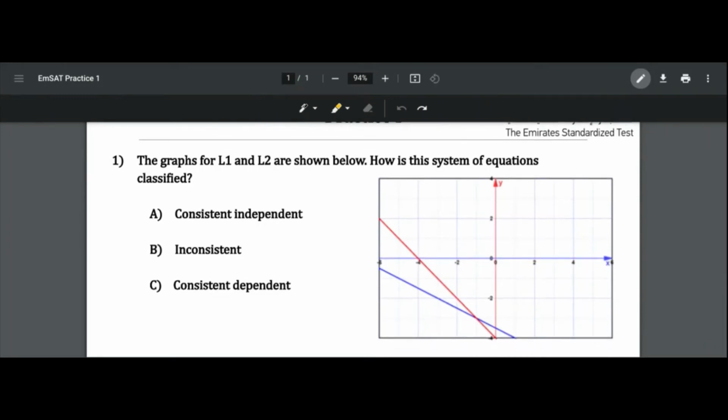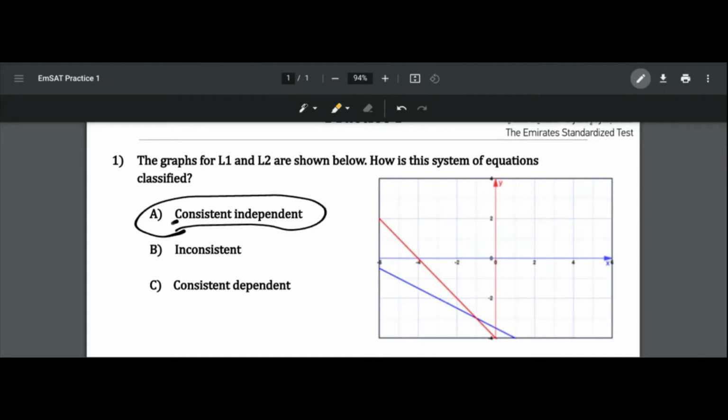The graphs for L1 and L2 are shown below. How is this system of equations classified? A. Consistent independent. B. Inconsistent. C. Consistent dependent. As you can see here, the lines have different slopes and the lines intersect at one point. So it is consistent independent.